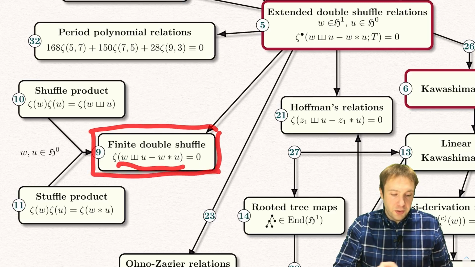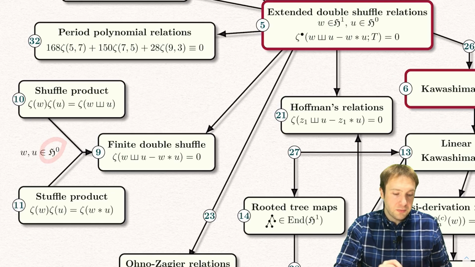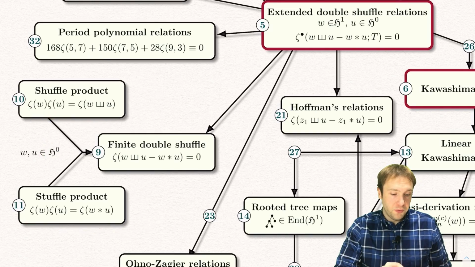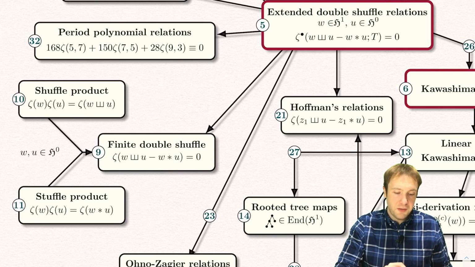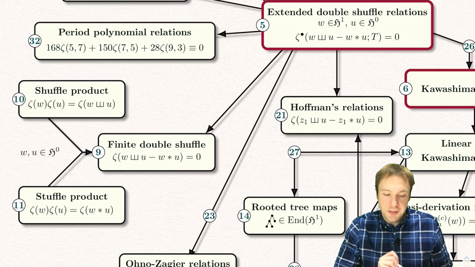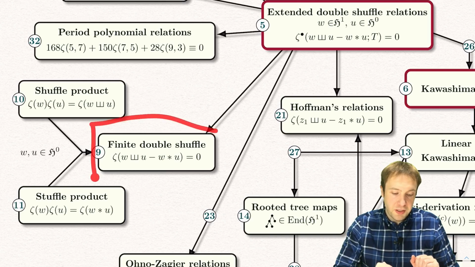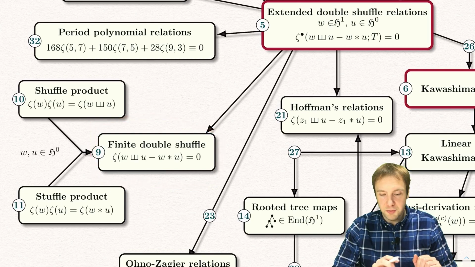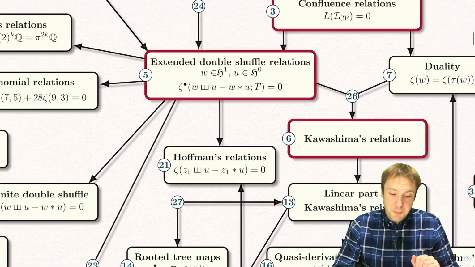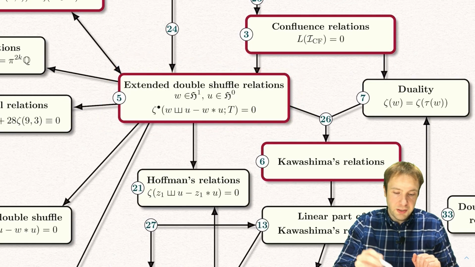So this just worked when both of these words were in H0, and then we thought that this zeta map is an algebra homomorphism with respect to both products, the shuffle and the stuffle, and therefore we obtained these finite double shuffle relations. But we also saw that they were not enough to give all relations among multiple zeta values, but we expect that these extended double shuffle relations give all relations.